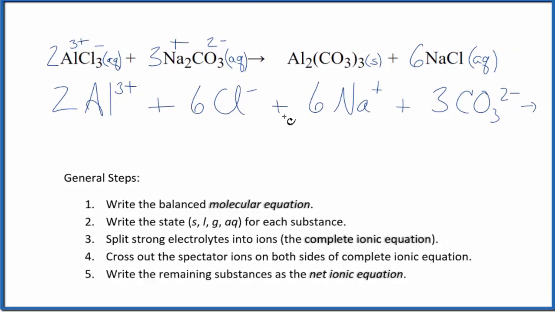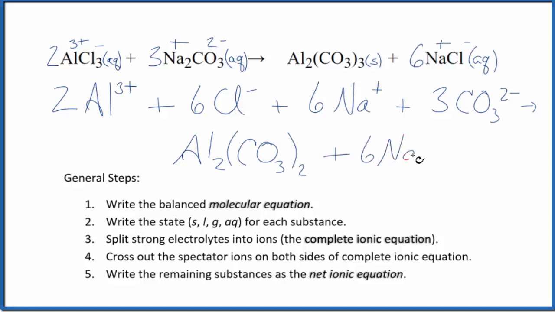And these are the reactants in our complete ionic equation. For the products, we don't split solids apart, so we just have this aluminum carbonate, which will stay together, plus we have 6 sodium ions and 6 of the chloride ions, just like the reactants. This is the complete ionic equation. Now we cross out the spectator ions. They're on both sides. Here's our reactants, and here's our products.